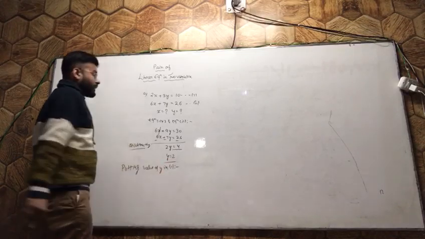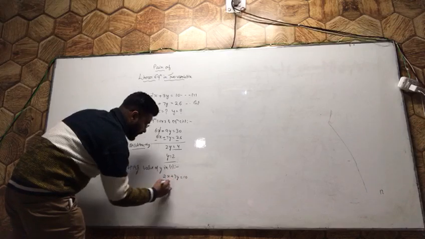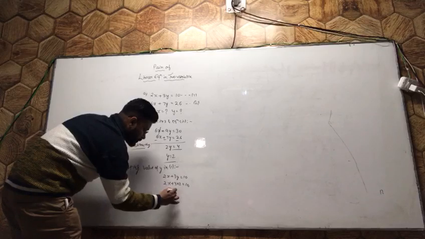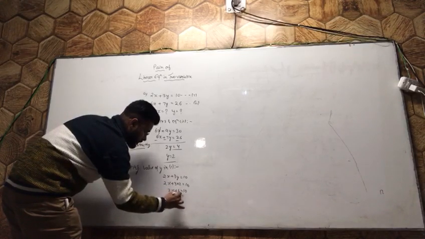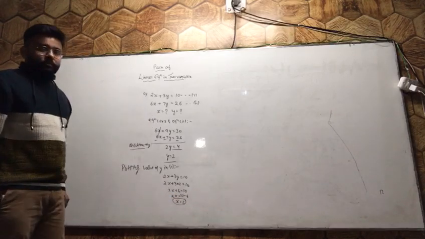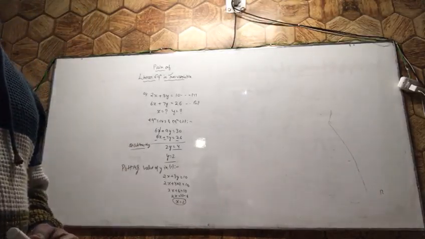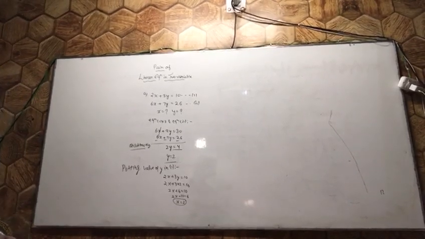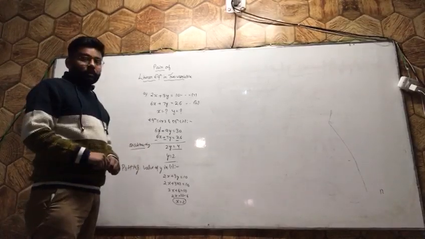If we put the value of y in 1, that is 2x plus 3y equal to 10, and the value of y is 2. 3 into 2 equal to 6, and x will be 4 upon 2. 4 upon 2 equal to 2. The value of x will be 2.